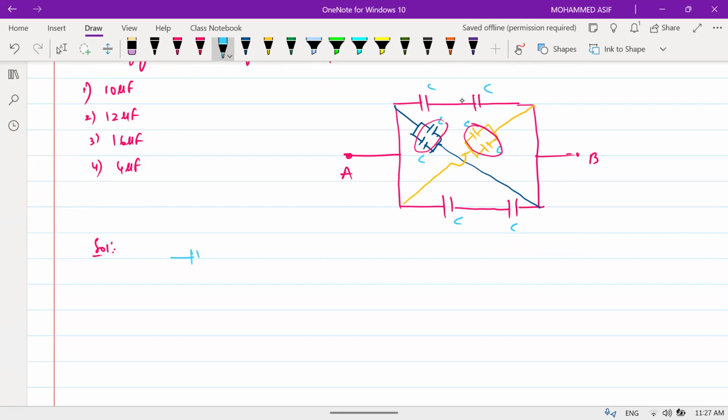The above two capacitors will be as it is. I can remove the blue one and connect this one somewhere here. So this will be equal to C and C. This will be equal to 2C. So this is 2C, this is C, and this is C.